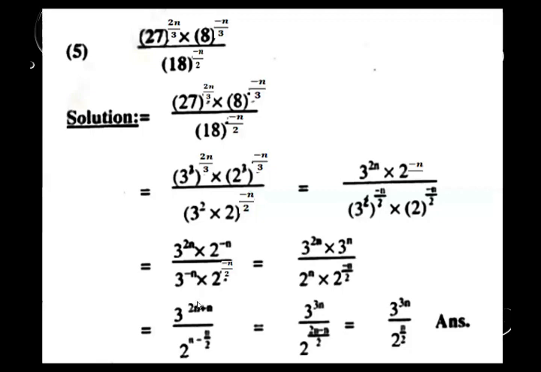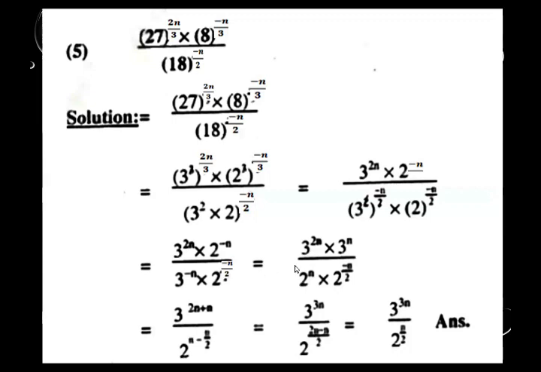Multiply by 2 to the power minus n over 2. Then according to the law of exponent, if there is any negative exponent in the numerator, when it is shifted to the denominator, it becomes positive. Similarly, if there is any negative exponent in the denominator, when it is shifted to the numerator, it becomes positive. It is very important to understand how the movement shows the change in the sign of the exponent.